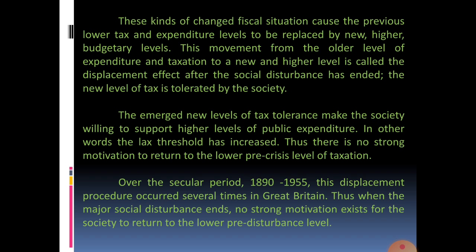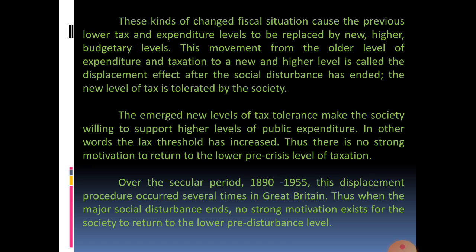In other words, the tax threshold has increased. Thus, there is no strong motivation to return to the lower pre-crisis level of taxation. The government tries to get back to the lower pre-crisis level. Over the secular period up to 1955, this displacement procedure occurred several times in Great Britain. Thus, when the major social disturbances end, no strong motivation exists for the society to return to the lower pre-disturbance level.